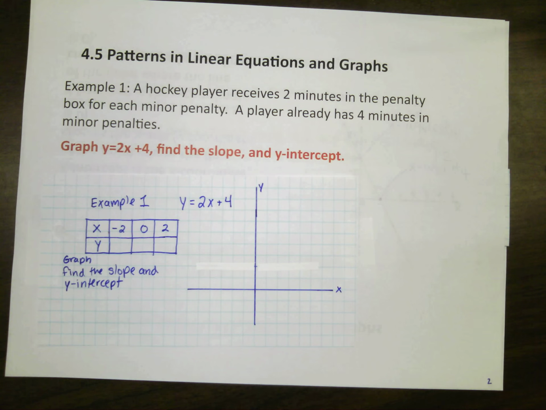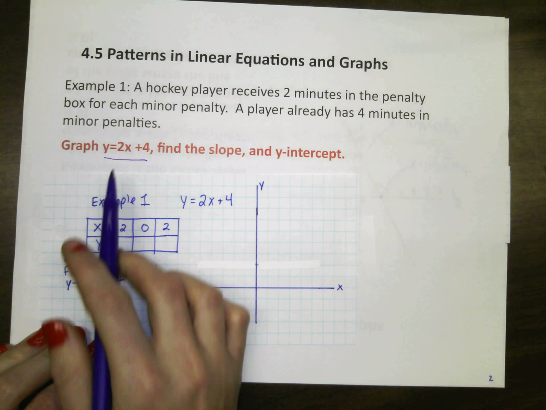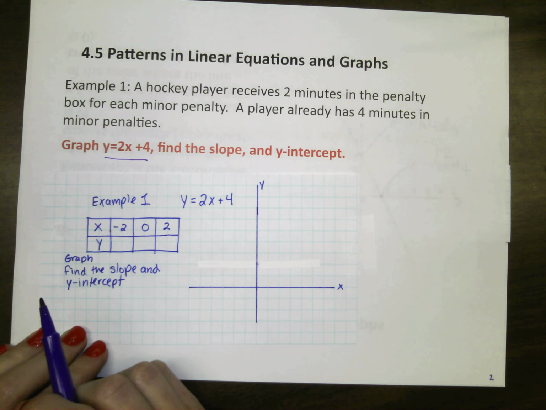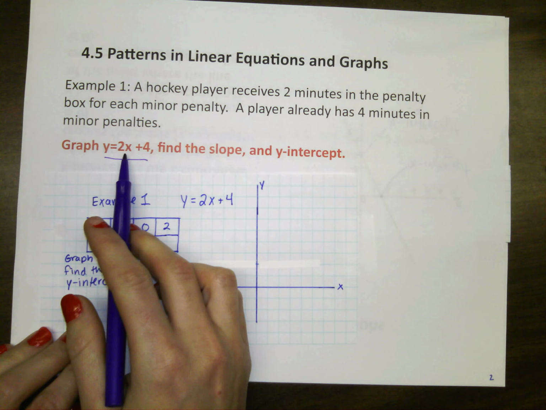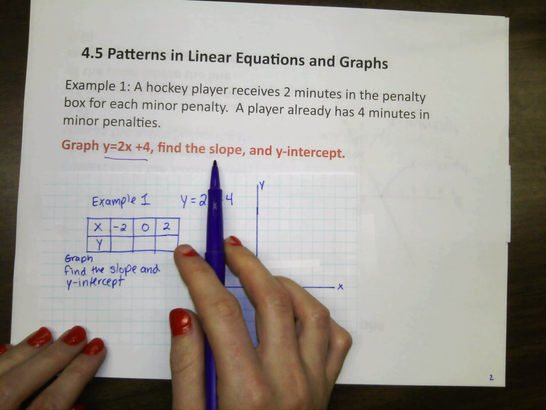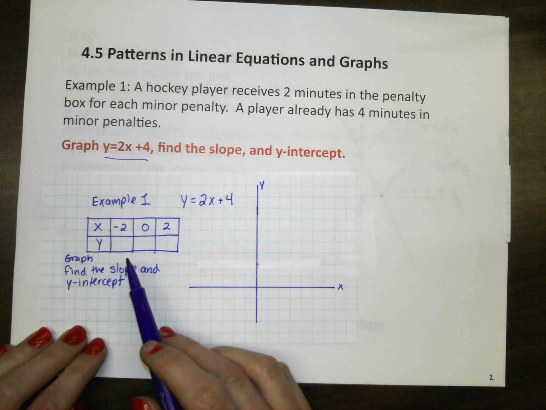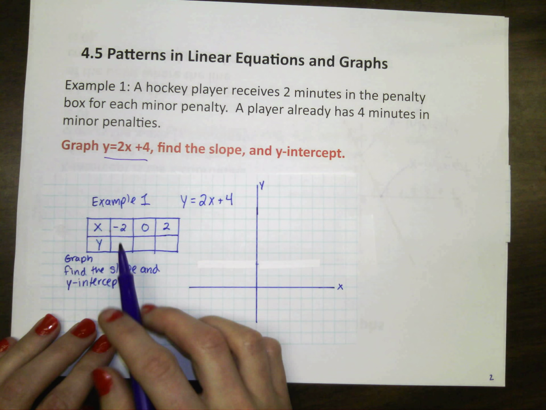So example 1: a hockey player receives 2 minutes in the penalty box for each minor penalty. A player already has 4 minutes in minor penalties. So we're going to try to graph this equation, y equals 2x plus 4, where x represents the number of additional minor penalties he has received. He already had 4, so he has 0, 1, 2, 3, 4, and so on. And we're going to use this to find the slope and the y-intercept.